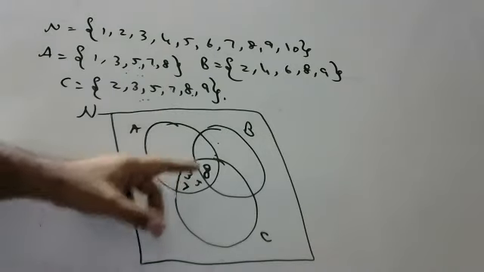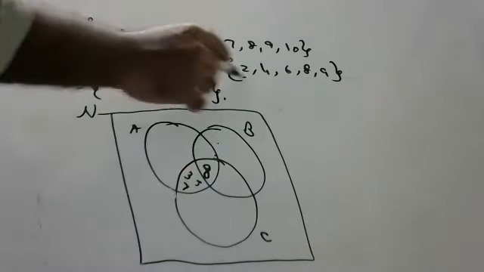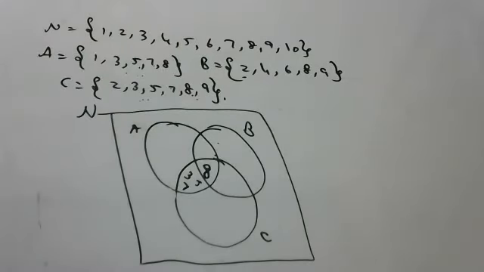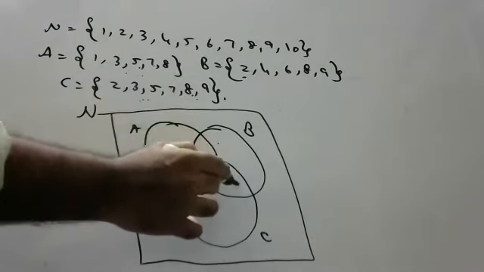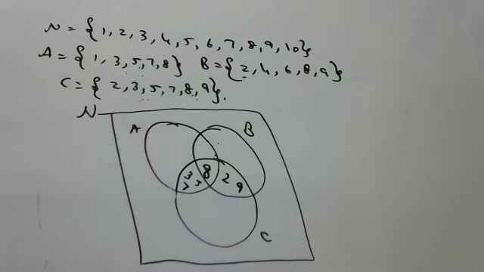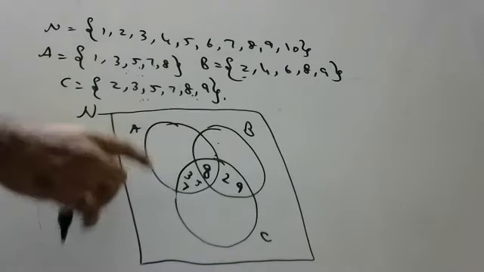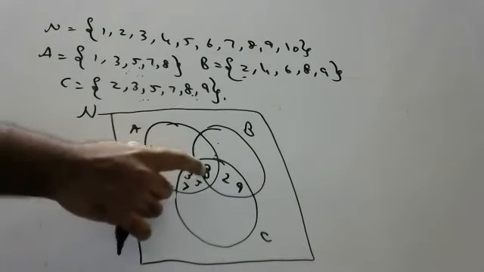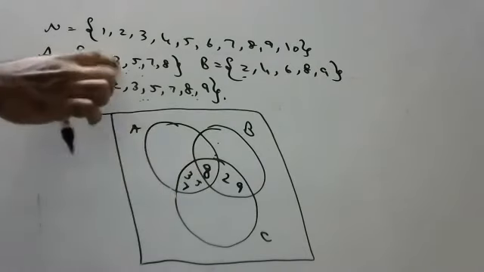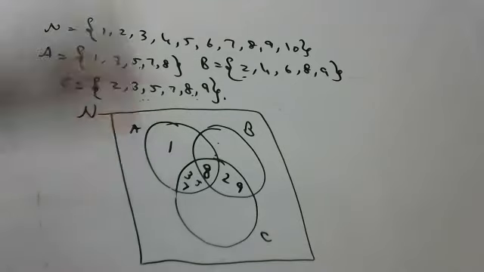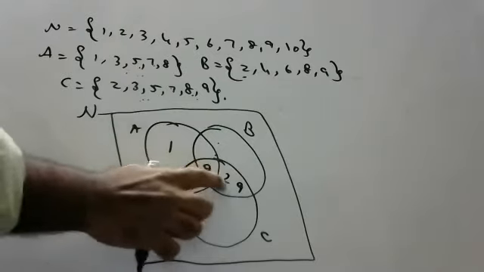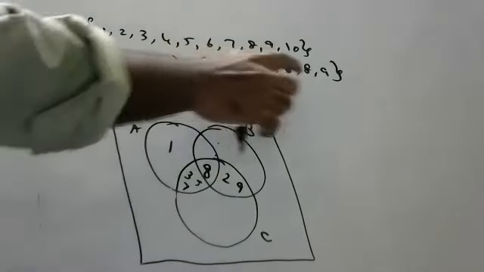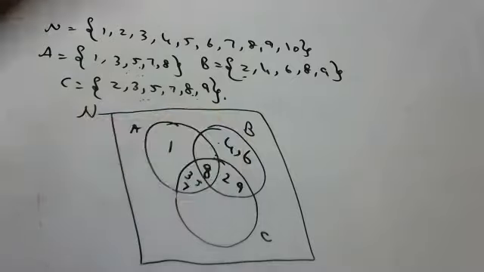Now, can anyone say what is common between B and C, children? 2, 8, 9. 8 is over, so write 2, 9. Okay, children, now you see. In A, 3, 5, 7, 8 is over. Only 1 is left, so 1 we have to write. In B, 2, 8, 9 is over. Only 4 and 6 are there, which I am writing here.